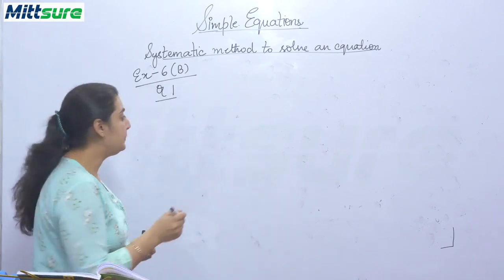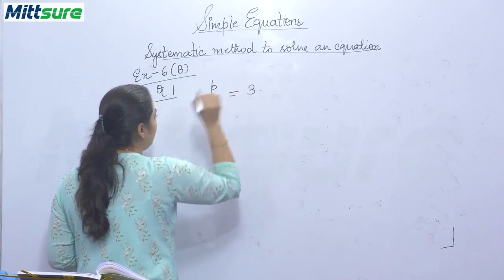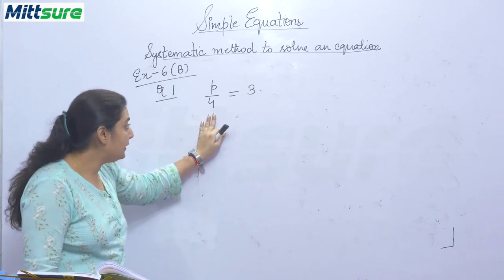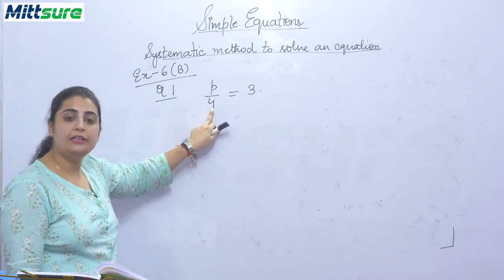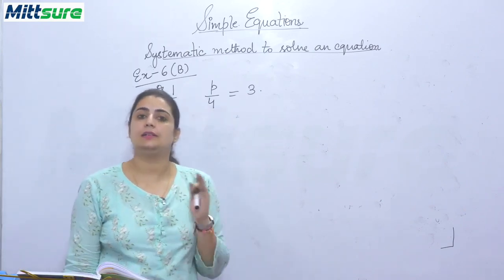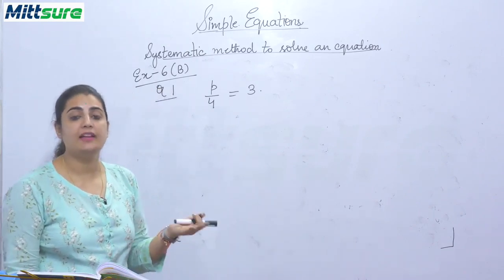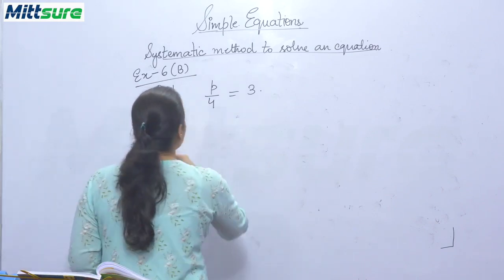E part is P by 4 equals to 3. Now here the denominator is 4. So I have to multiply. Whenever division is there with the variable, you have to multiply. Wherever there is a subtraction with the variable, then you have to add. And when there is an addition, you have to subtract. So the opposite operation has to be performed.